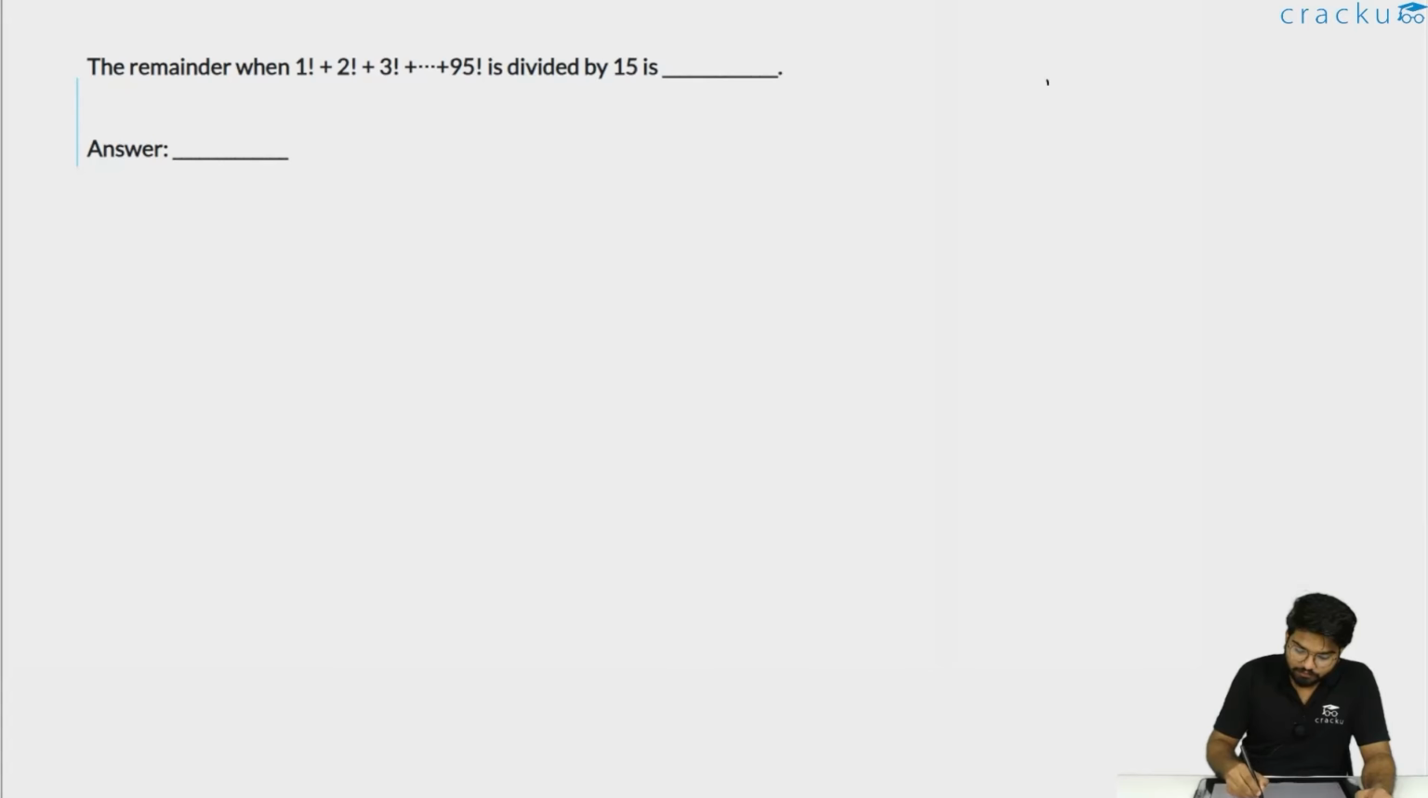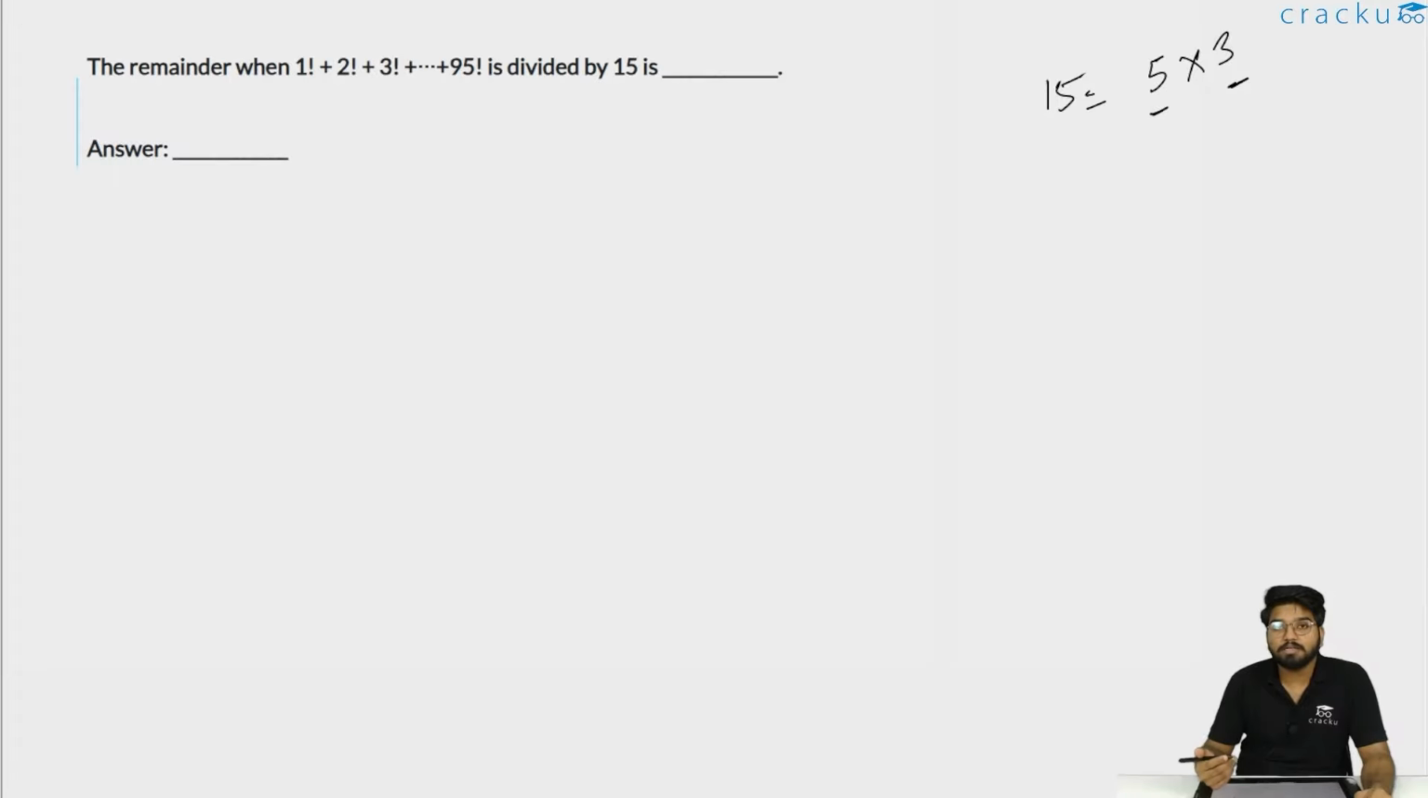Now we know that we have to find the remainder when it is divided by 15. Now 15 is nothing but a multiple of 5 and 3. So any number which is a multiple of 5 and 3 will be divisible by 15. So the remainder in that case will be 0.